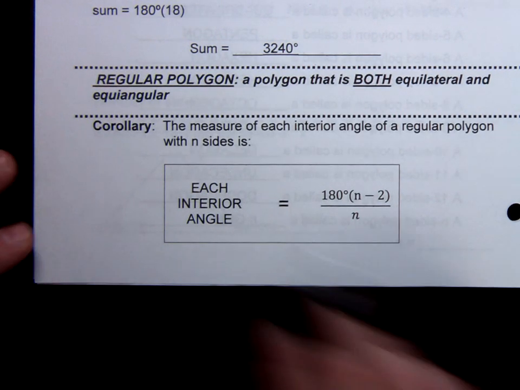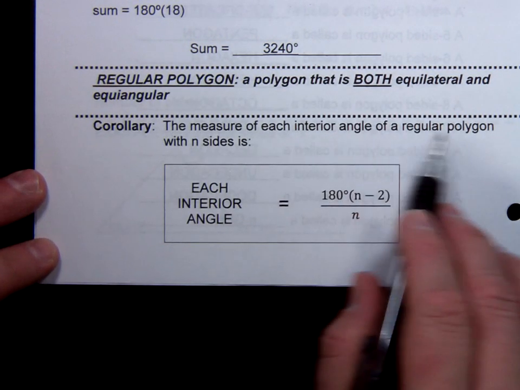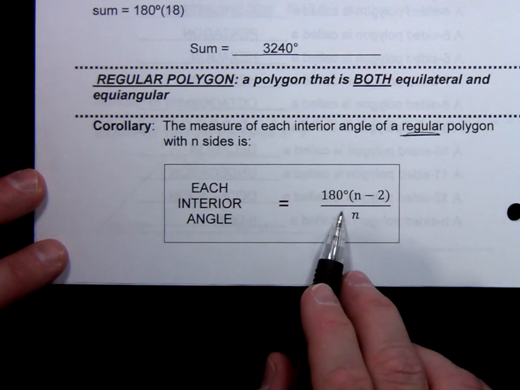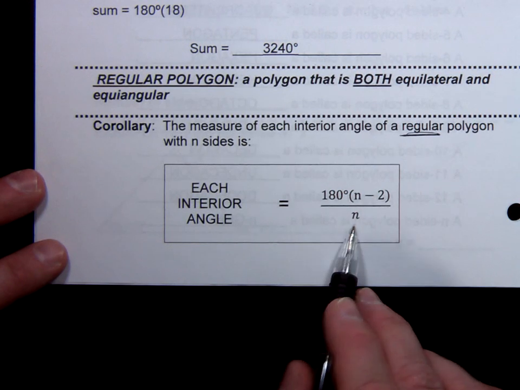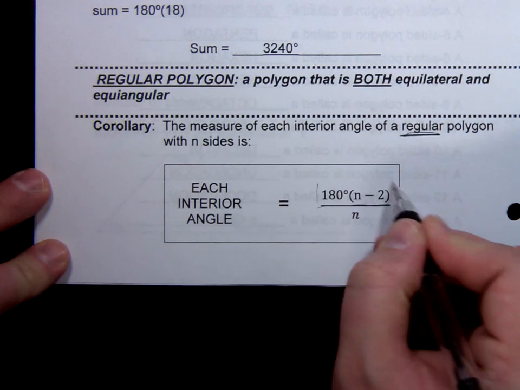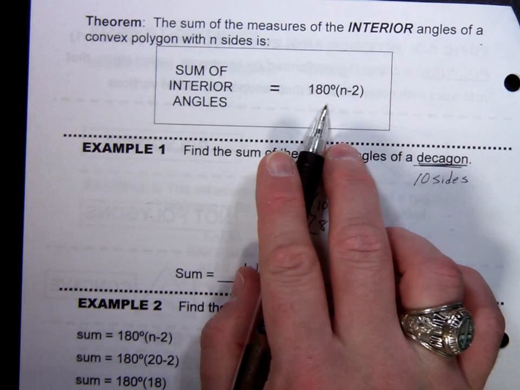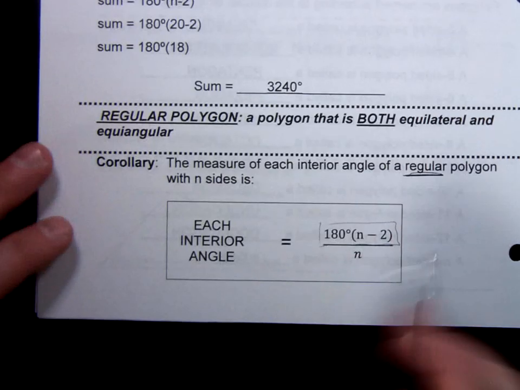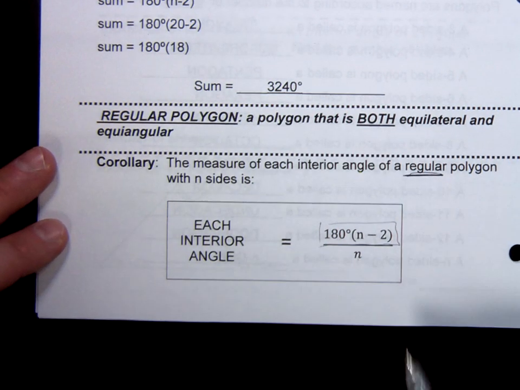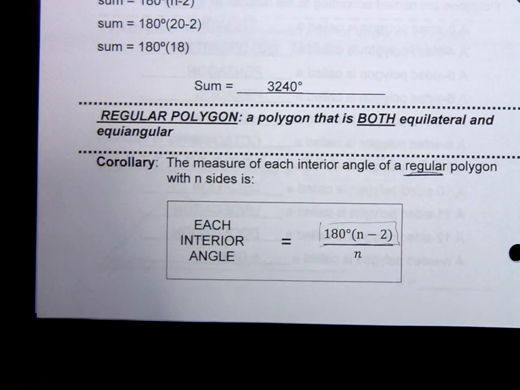Okay? The measure of each interior angle of a regular polygon, has to be a regular polygon, with n sides is 180 times (n minus 2) divided by n. Now remember, this 180 times (n minus 2) was our formula for the sum of the interior angles. So we are now taking the sum of the interior angles and dividing by the number of sides. The reason we do that is in every polygon, the number of sides is the same as the number of angles. So just think about a triangle.